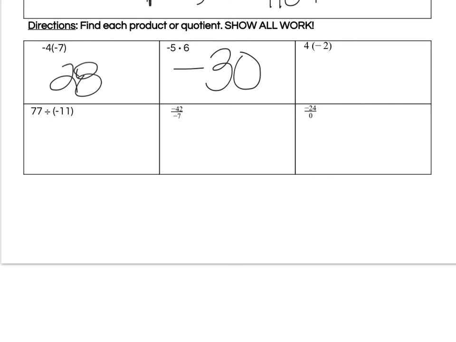Last question on this row. Recall if a number is hanging out outside of a parentheses with no symbol in between, again, we are at multiplication. I have a positive 4 times a negative 2, so that gives us -8. Switching over to division. 77 divided by -11. A positive divided by a negative is -7.